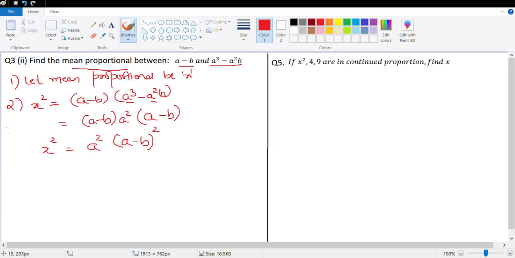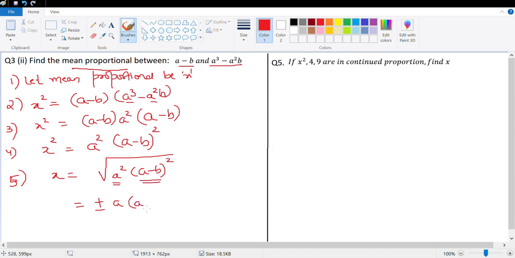That's the value of x square, which means x would be equal to square root of a square multiplied with a minus b whole square, which means plus minus, a comes out of a square, a minus b comes out of a minus b whole square, which means the value of x would be plus minus a times a minus b. That's the mean proportion.